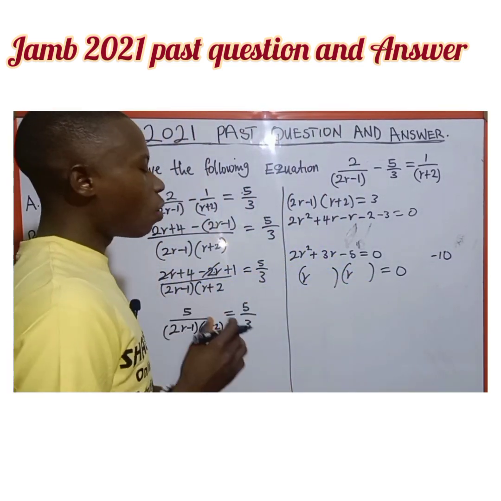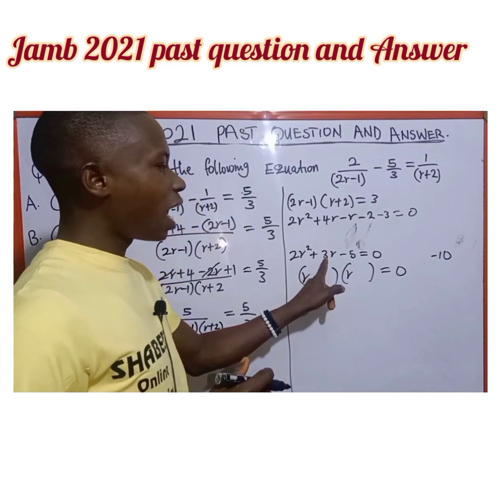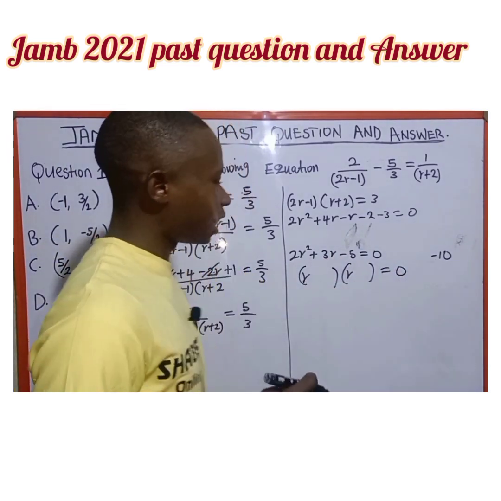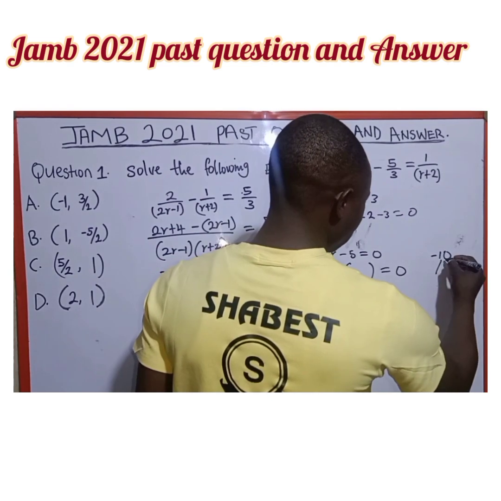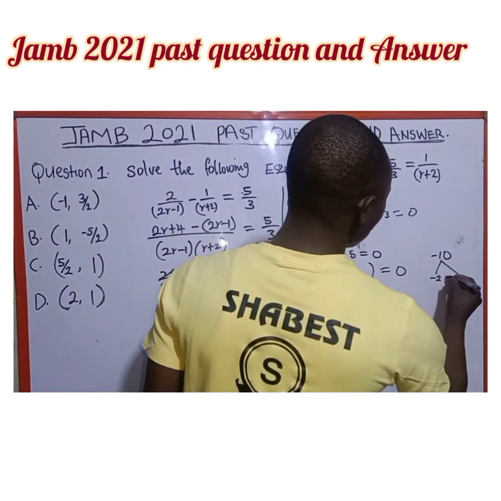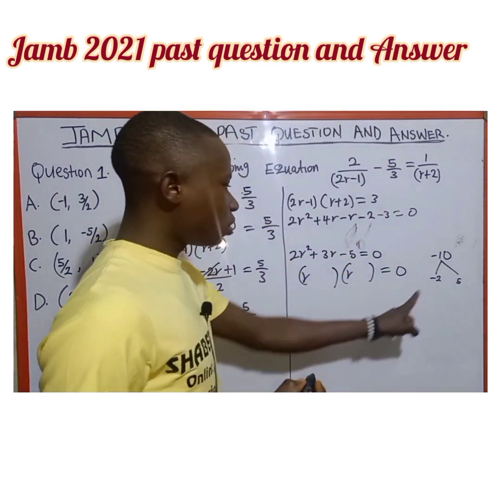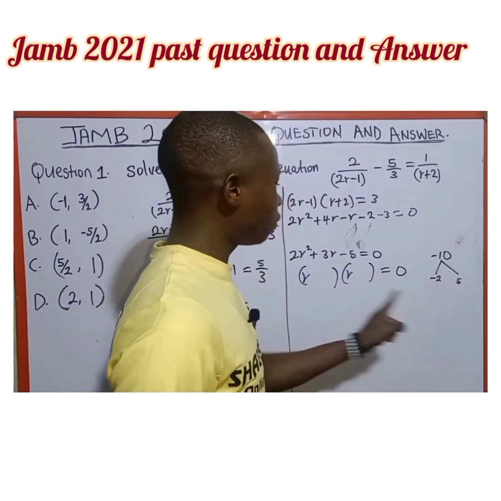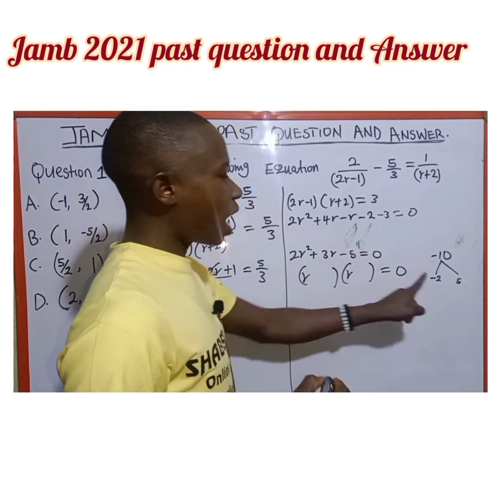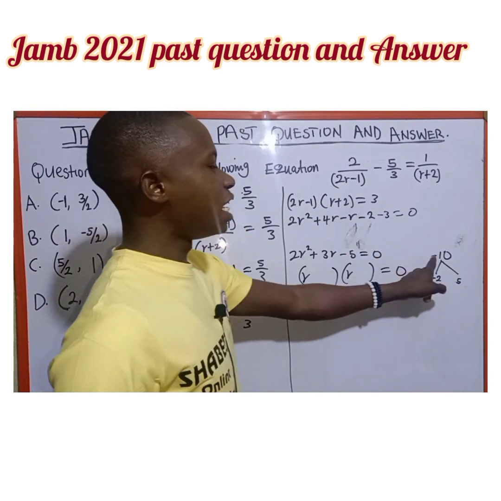Then you think of a number that, when you add them, gives this middle coefficient 3, and when you multiply them, gives 10. So you tick very fast because this is JAMB. The numbers are going to be -2 and +5. When you say -2 plus 5, it gives me +3, and when you say -2 multiplied by 5, it gives me -10.